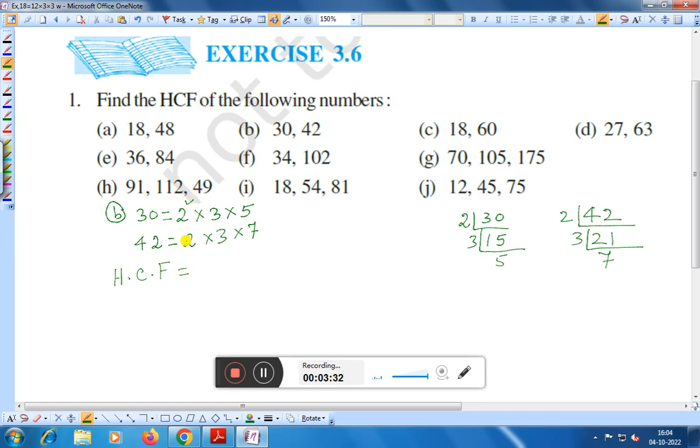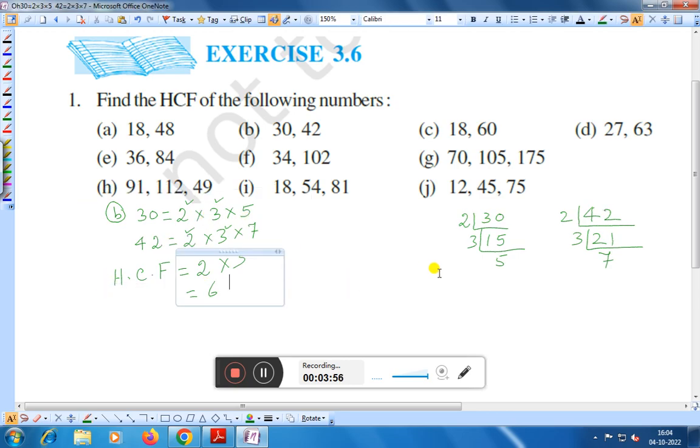Here you see 2 is common in both. 2 into 3, 3 is also common, that is 2 times 3 is 6. 6 times 5 is 30 and 6 times 7 is 42. Therefore, the HCF is 6. Therefore, HCF of 30 and 42 is 6.